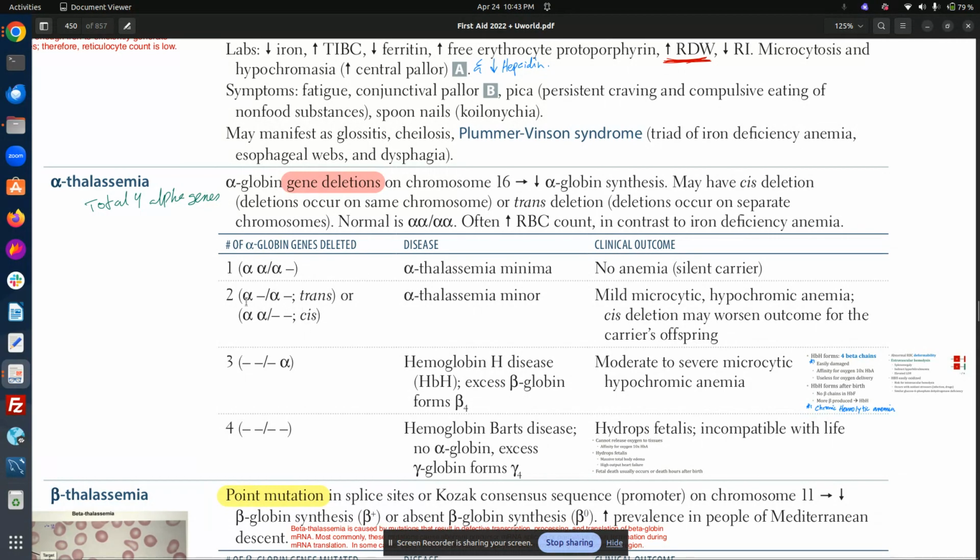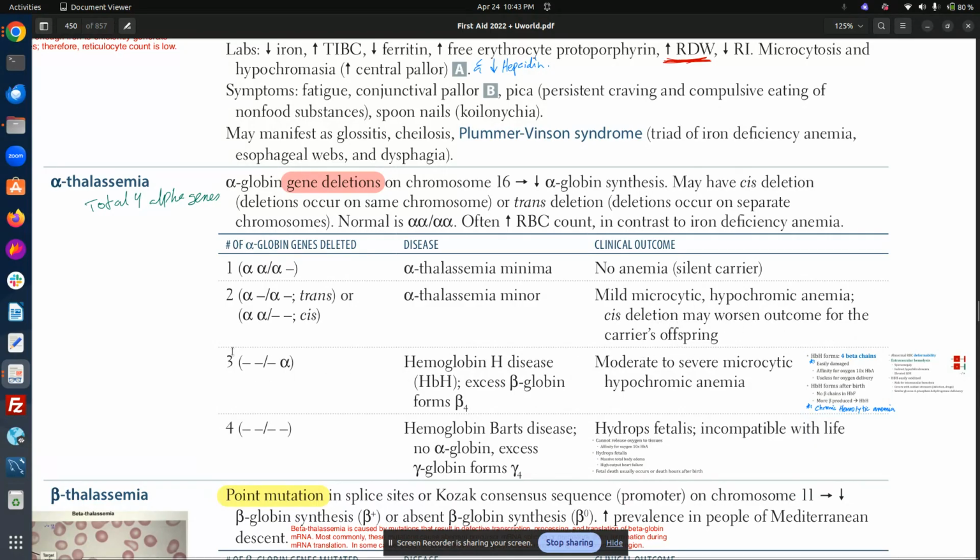If the two genes are deleted from different chromosomes, one gene deleted from one chromosome and the other gene from the other chromosome, it is called trans deletion. Now the question arises: which type, cis or trans, is most severe? Usually the cis type is most severe because both genes are deleted from the same chromosome. It leads to mild microcytic hypochromic anemia. Cis deletion may worsen outcome for the carrier's offspring.